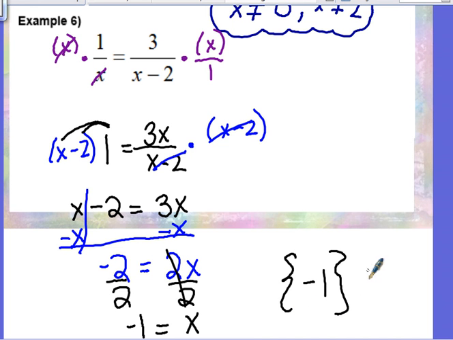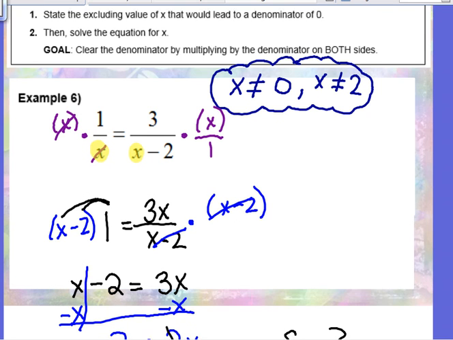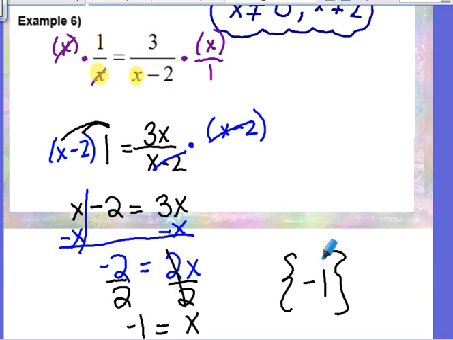So this means if we were to plug in negative 1 for x up here, we would get a true statement. So if you want to try it out on your calculator, go ahead and see if it works. Keep in mind our restrictions was that x cannot be 0 and x cannot be 2. So since we got negative 1 as our answer, that works. We are done.